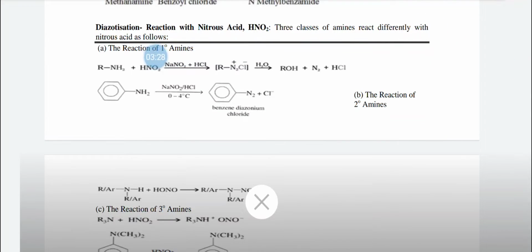Next one is the diazotization reaction, or the reaction with nitrous acid, HNO2. Primary amine reacts with HNO2 in presence of NaNO2 and HCl and gives the diazonium chloride, which on hydrolysis gives the corresponding alcohol. Similarly, aromatic amine compounds such as aniline react with NaNO2 and HCl at a temperature of 0 to 4 degrees Celsius and form benzene diazonium chloride. The process is actually known as the diazotization reaction. The important point is that the reaction takes place at a very low temperature.